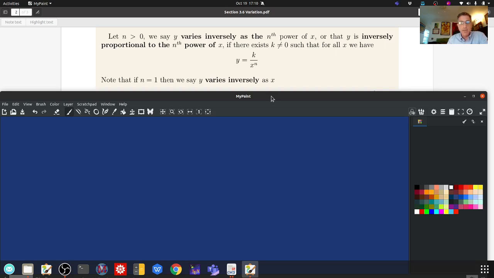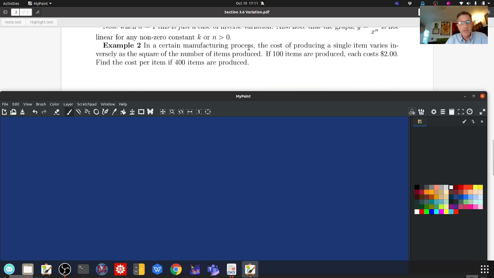We say y varies inversely as the nth power of x, or that y is inversely proportional to the nth power of x, if there is a constant k not equal to 0 such that for all x we have y is equal to k over x to the n. So if n is equal to 1, then we say y varies inversely as x. So it varies inversely as x, or varies inversely as the nth power of x. Let's just do some problems.